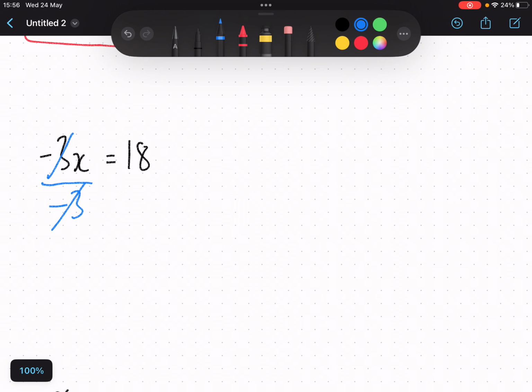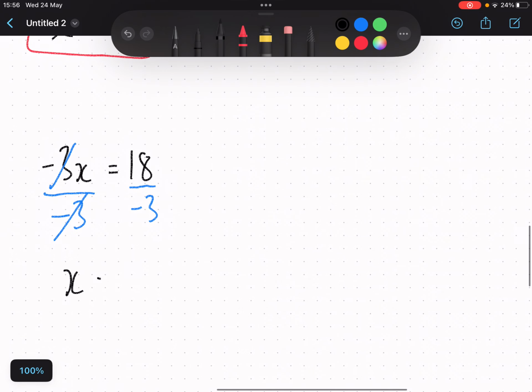If I divide the left-hand side by minus 3, I need to do the same thing to the right-hand side. So what is 18 divided by minus 3? Well, a positive divided by a negative is a negative, and 18 divided by 3 is 6. So there's your answer there.